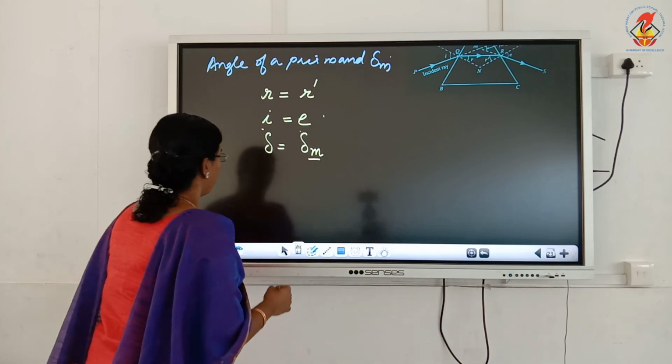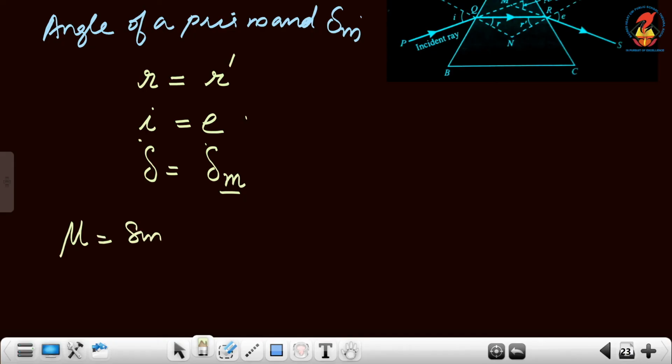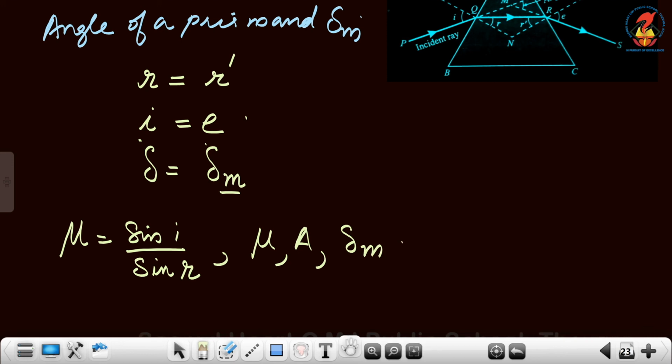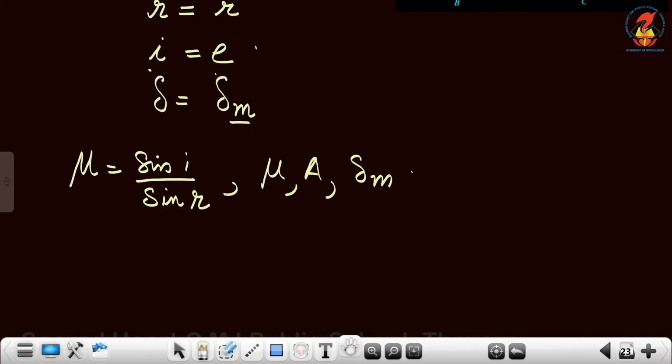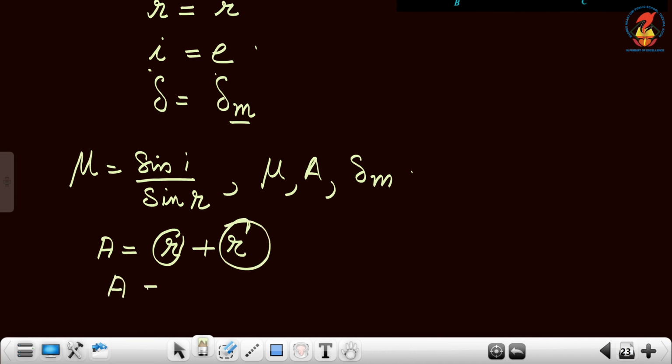Now, using Snell's law, what is Snell's law? Snell's law is mu is equal to sin I by sin R. We are going to find out the relation between refractive index, angle of prism, and angle of minimum deviation. For that, we are using equation 3 of the first derivation of prism, that is A is equal to R plus R dash. Now, at minimum deviation angle, R will be equal to R dash.